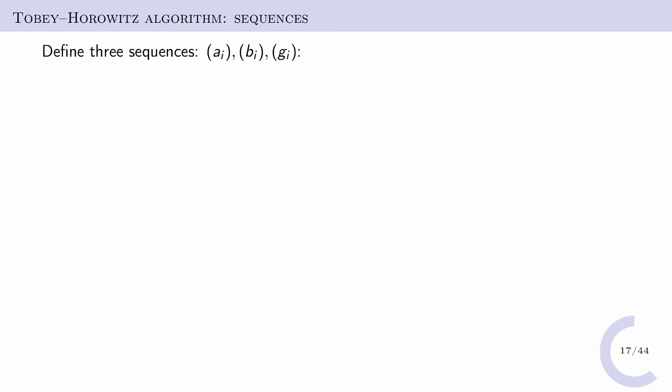In Tobey-Horowitz algorithm, we need to define 3 finite sequences of polynomials: ai, bi, and gi. Gi are exactly the elements we are looking for. Gi are the square-free factors of f that we are looking for. ai and bi are auxiliary sequences that will help us compute the gi. First, we define the sequence ai. We define it in the following way.